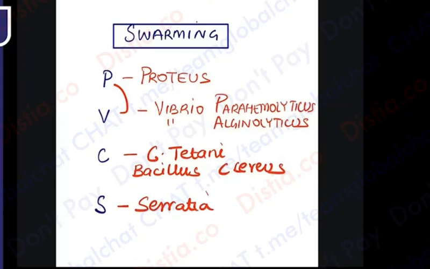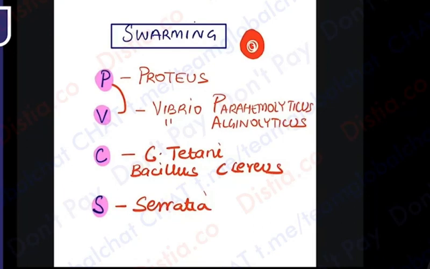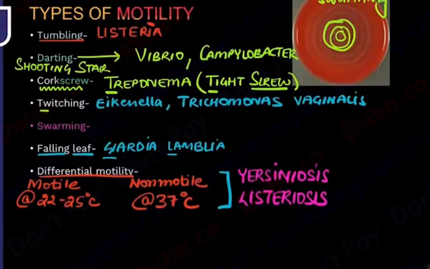Let's do a recap. What is swarming? Swarming is shown by PVCs. Swarming is basically seen on blood agar, and on that blood agar you're going to see a lot of these round movements. That is swarming. So P stands for Proteus, V stands for Vibrio parahaemolyticus and alginolyticus, C for Clostridium tetani and Bacillus cereus, and S is going to be for Serratia. So coming back, this is what you have for swarming. It is going to show PVCs. That is your final flashcard for the types of motility.